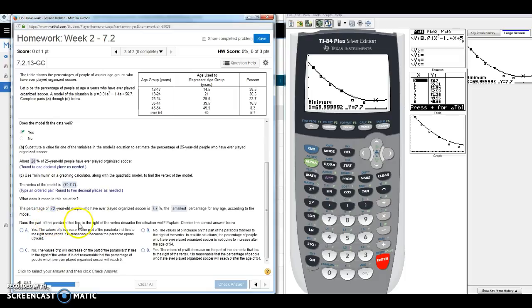Does the part of the parabola that lies to the right of the vertex describe the situation well? So here's my vertex, then I'm going to go to the right of the vertex. So my ages are going to get higher, and my graph is going to start going up again. So doubtful. No, the values of P increase on the part of the parabola to the right of the vertex. But in real life situations, the percentage of people who have ever played organized sports is not going to increase after the age of 54.